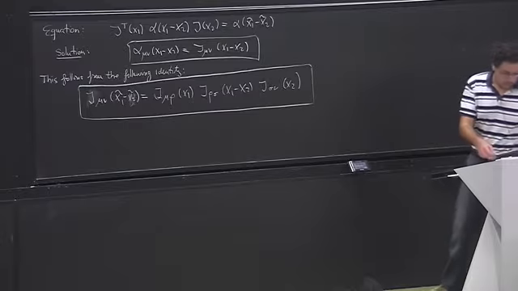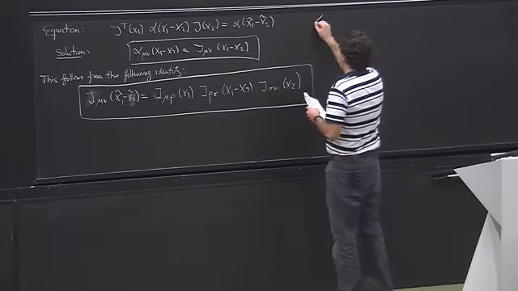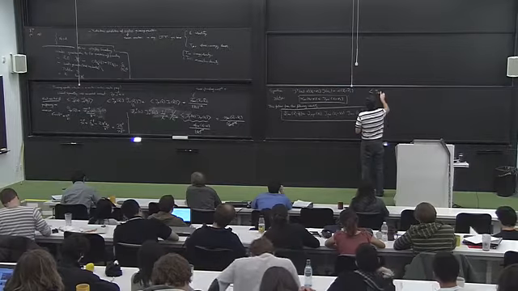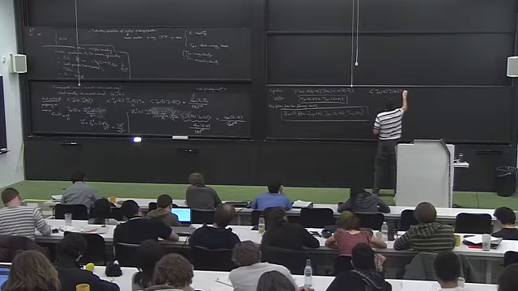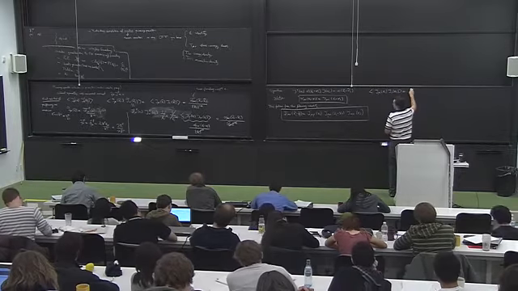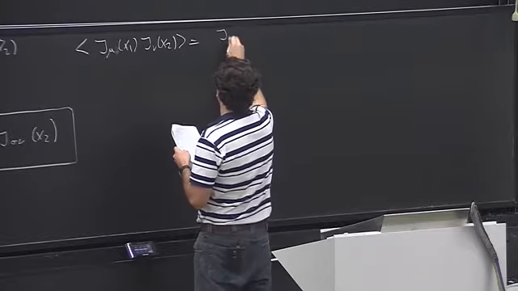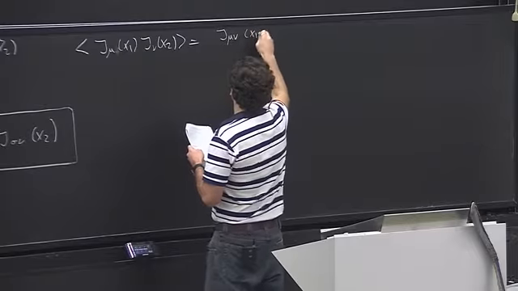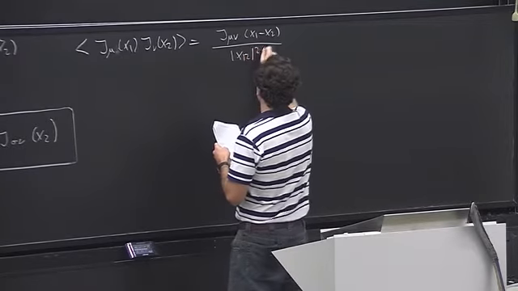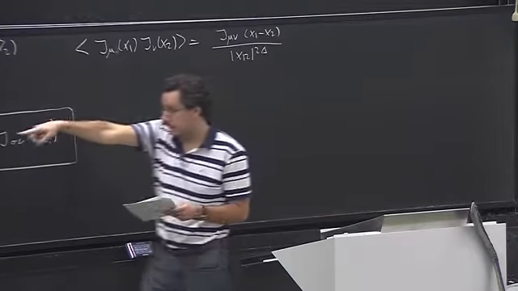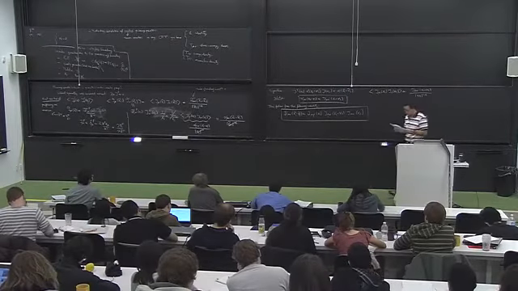So from this, we conclude that the two-point function of a conserved current, a primary vector, is precisely this, where j is that thing I wrote there. Is that clear?